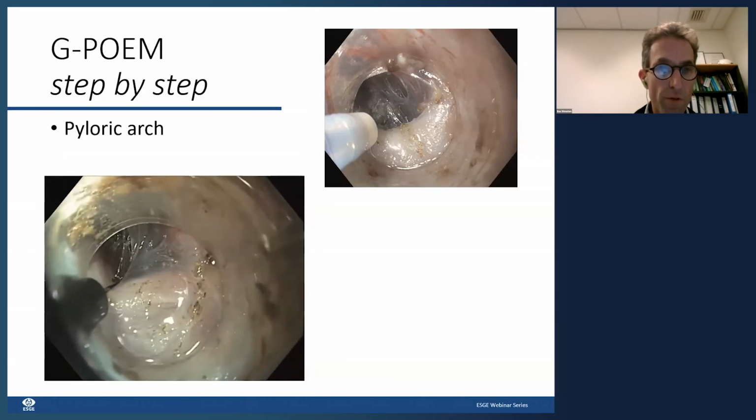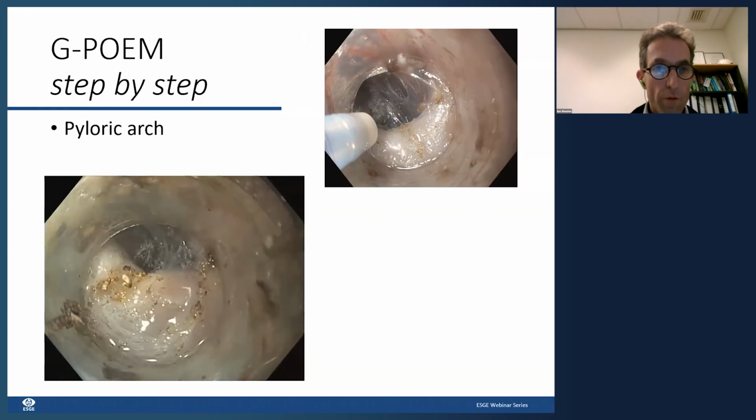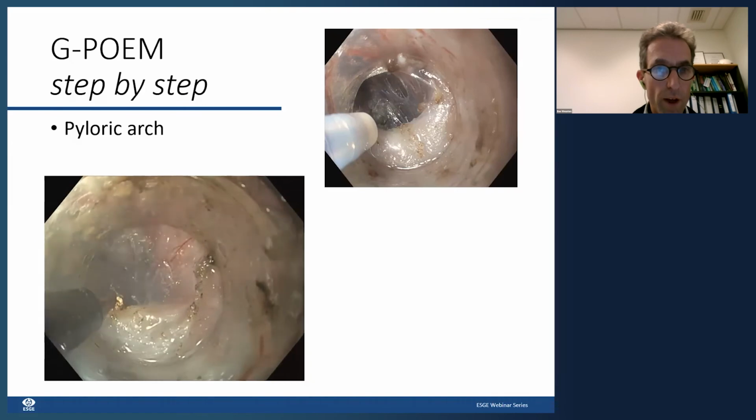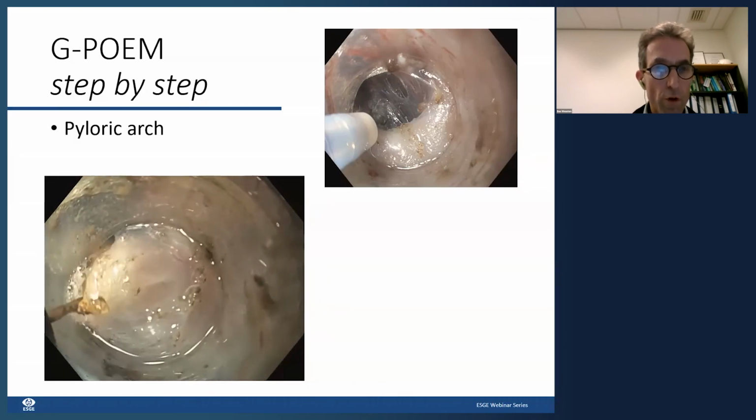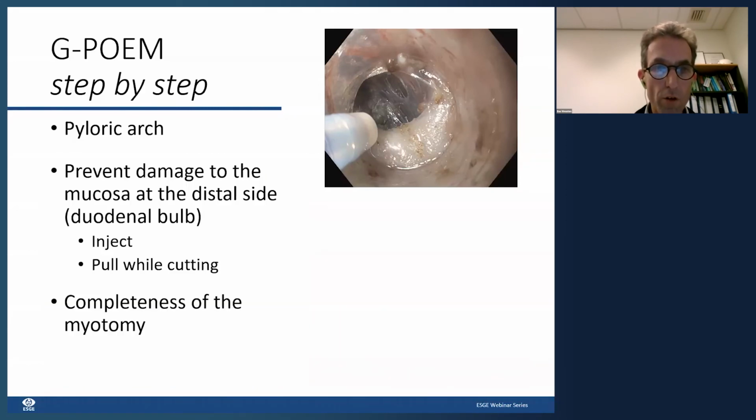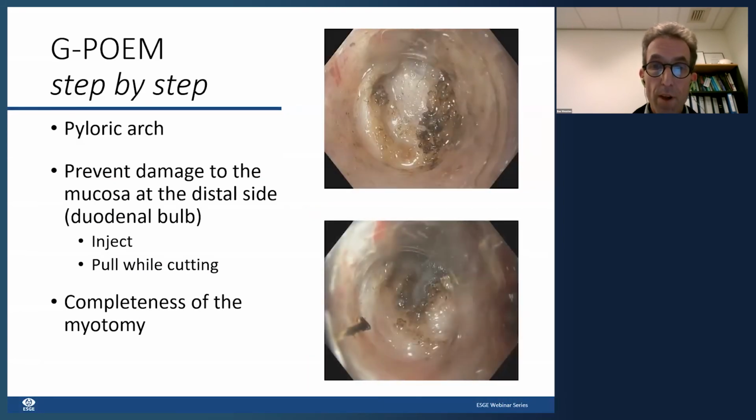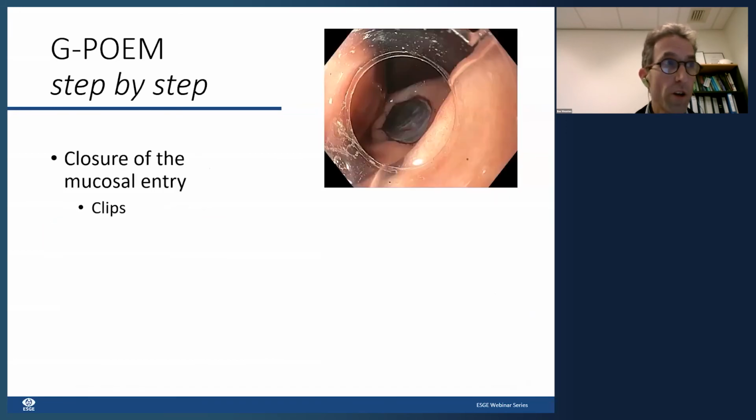myotomy is most safely done by a pulling movement. If you hook the muscle fibers and then you pull the angle down the endoscope and you pull, then it's safe and you will not damage the mucosa at the duodenal side. It should be a complete myotomy. I already mentioned that. And the ESGE suggests the length of the myotomy should be 2 to 3 centimeters and should include the pyloric muscle up to its termination into the duodenal bulb.